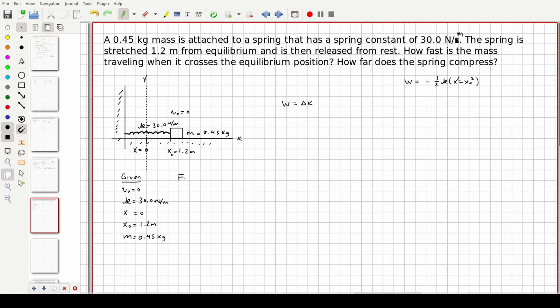We're trying to find two things. The first thing is when it gets to the equilibrium, what's its speed going to look like? So we want to find v at x equal to 0. But once it crosses the equilibrium position, it's going to compress the spring, and the spring is going to act on it to slow it down to the point where it comes to rest, and then push it back to the equilibrium position. So we're going to find, I'm going to call it x sub c, how far the spring has been compressed.